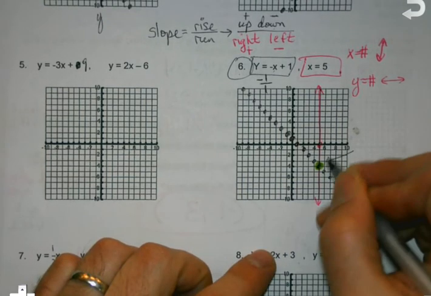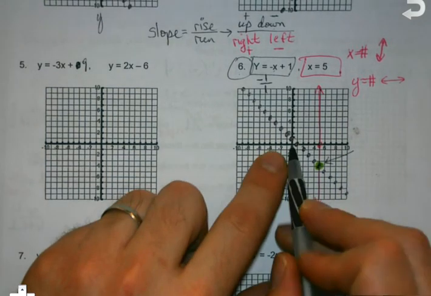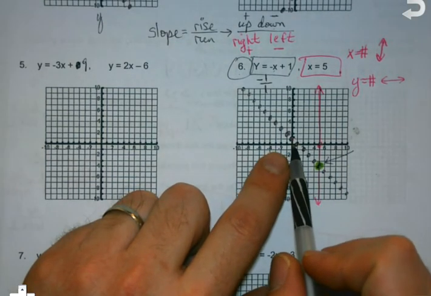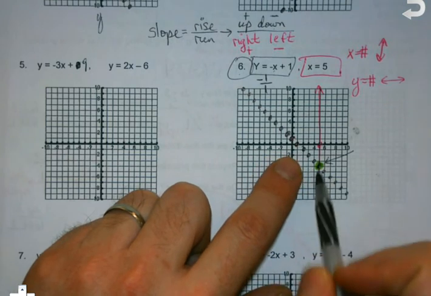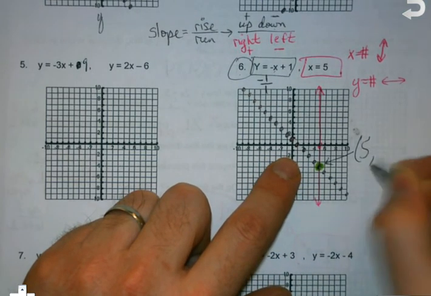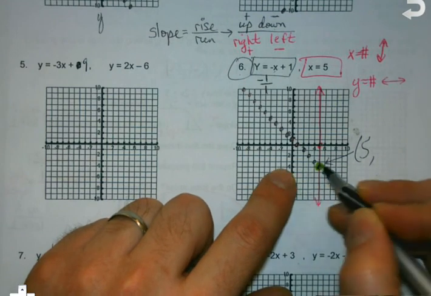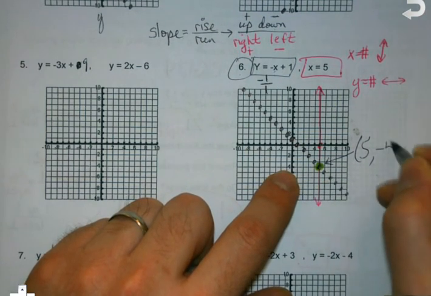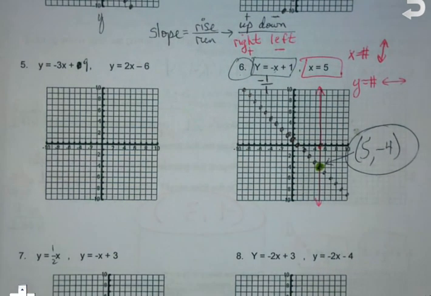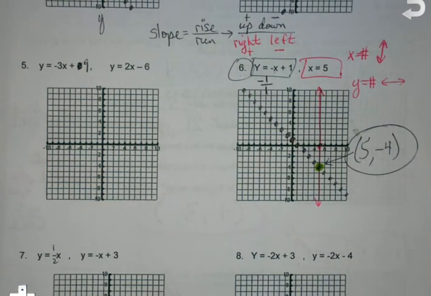So I say, okay. To get there, if I start over from the beginning, I go right 5 to get lined up with it. And I go down 1, 2, 3, 4. And the nice thing about the ones that we're doing is that they all come out nice. They're not going to come out nasty.